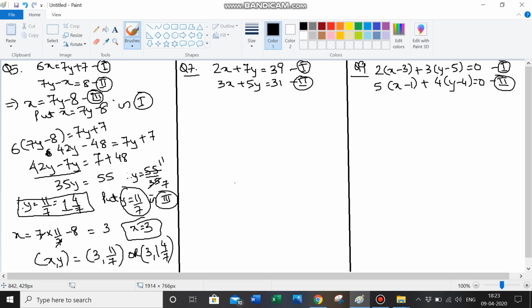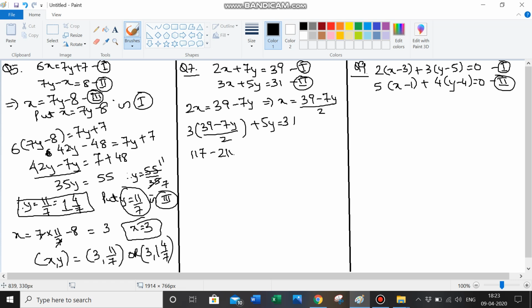Let's move on to question number 7. Question 7 says 2x plus 7y is equal to 39, 3x plus 5y is equal to 31. So let's use the first equation. 2x is equal to 39 minus 7y, which means x is equal to 39 minus 7y upon 2. Let's put this in the second equation. So 3 times 39 minus 7y upon 2 plus 5y is equal to 31. Let's multiply. 3 into 39 is 117.